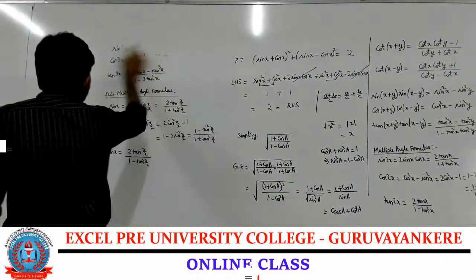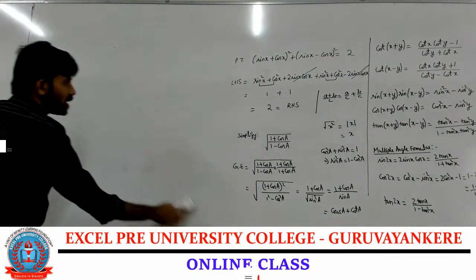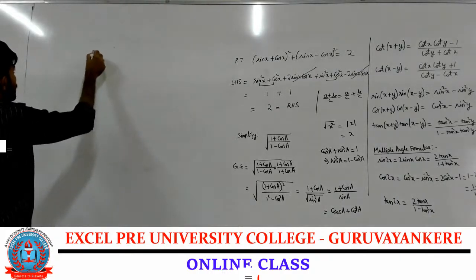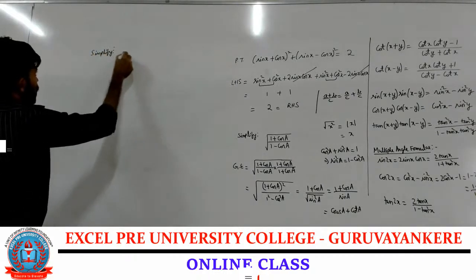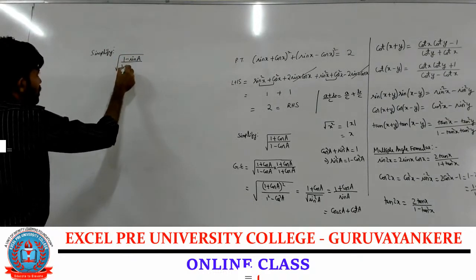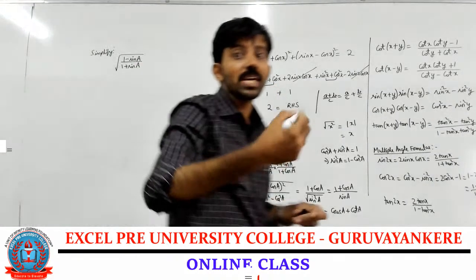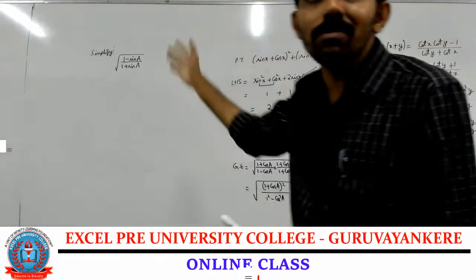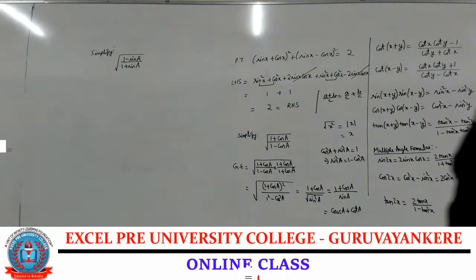Next one, I think: simplify square root of 1 minus sin A by 1 plus sin A. Here, inside the root, multiply and divide by the conjugate of the denominator. The denominator is 1 plus sin A, so multiply and divide by 1 minus sin A.